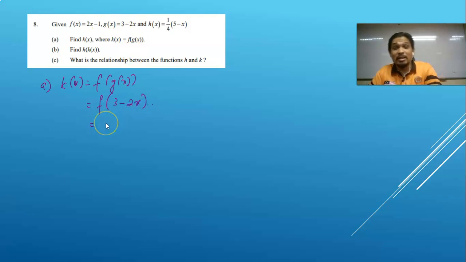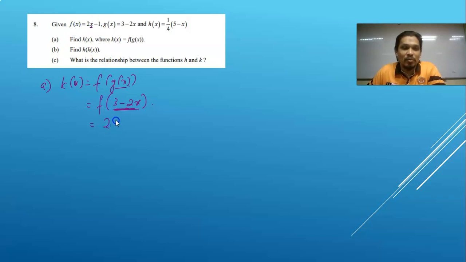Okay, now listen carefully. How is the process of composite between two functions? Example here, f(g(x)). So first we write down the function g(x), 3 minus 2x, and we are going to substitute the whole function 3 minus 2x into the x of the function f. Substitute the function g into the x of the function f. That's it.